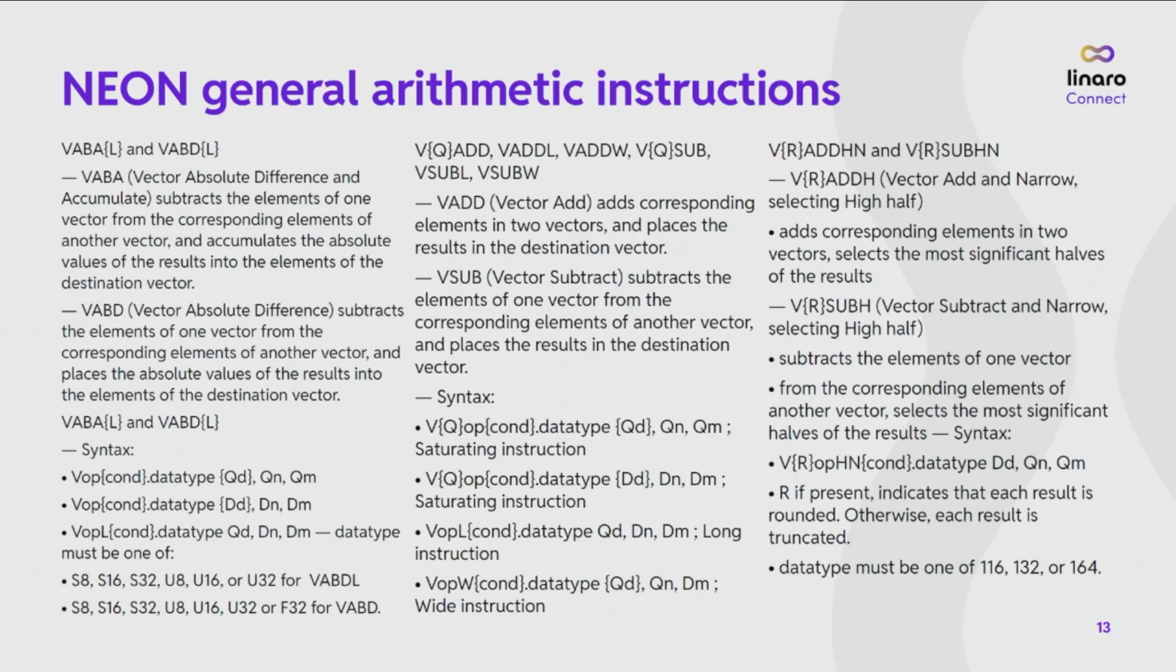Then we have examples of the NEON general arithmetic instructions like vector absolute difference and accumulate, vector absolute difference, vector add with and without saturation, and of course vector subtract, so all kinds of arithmetic and logic operations.